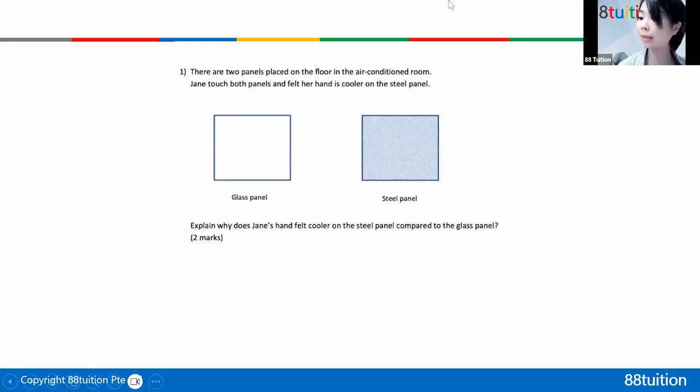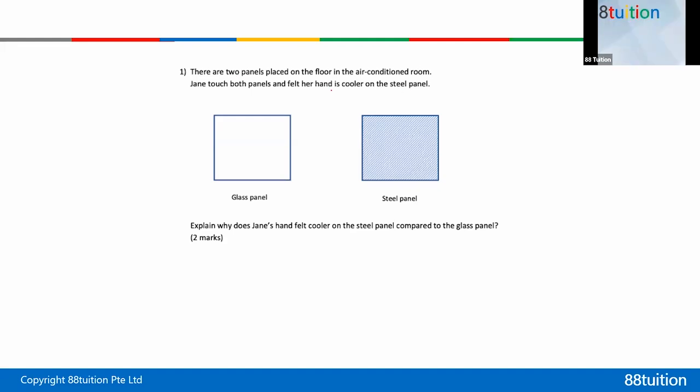I want everybody to look at this question. It seems very simple. You will realize that it's quite similar to the last question in the open-ended. I will explain how to do this question first. Look at the screen, it shouldn't be too small. This question is on heat.